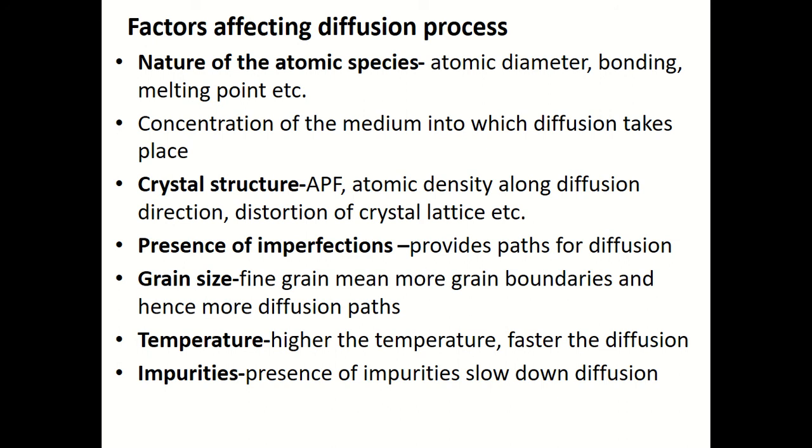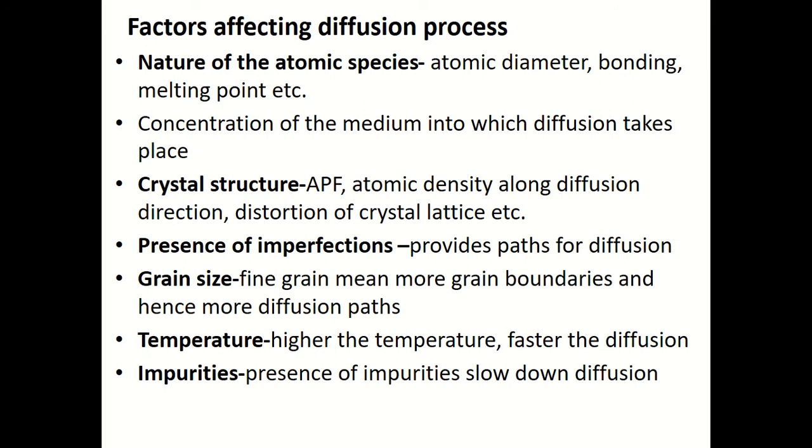Third point is the crystal structure. It includes the packing efficiency, I mean atomic packing factor, the atomic density along the diffusion direction, and distortion of the crystal lattice. And the fourth point is the presence of imperfections, which provide paths for diffusion. Fifth one is the grain size. For example, if it is a fine-grained material, fine grain means more grain boundaries, and hence more diffusion paths.